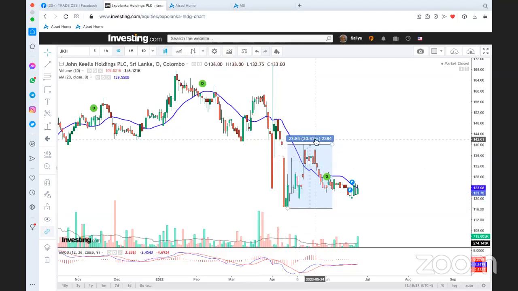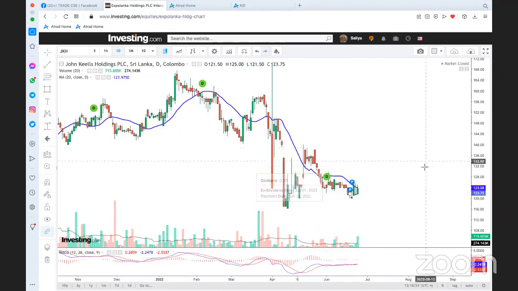If you go back and see the other counters, like Expo Lanka has given something like 170% return. So people have drawn their attention, or more interest has gone there. Here we don't see that, but there is a solid base that is forming here. Way forward it will be good, but for the short term it may not be ideal, because people may not get really convinced to make a move from here to this top.